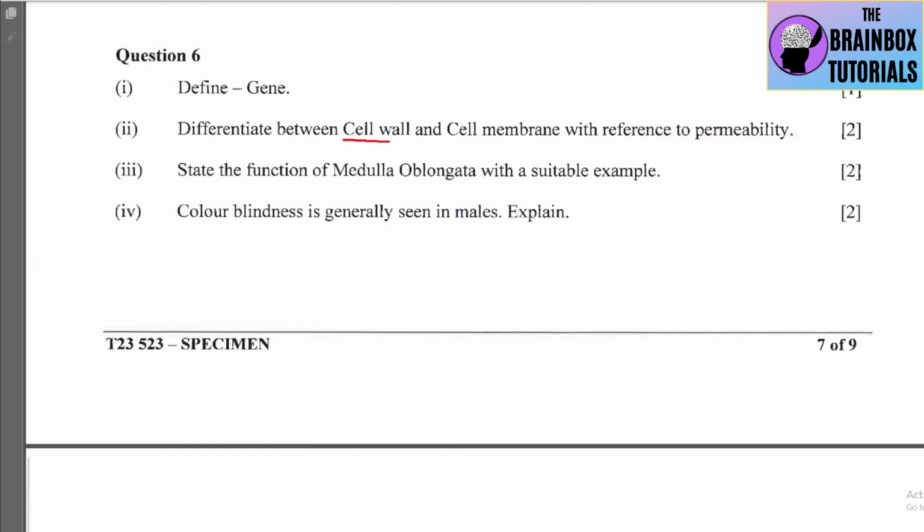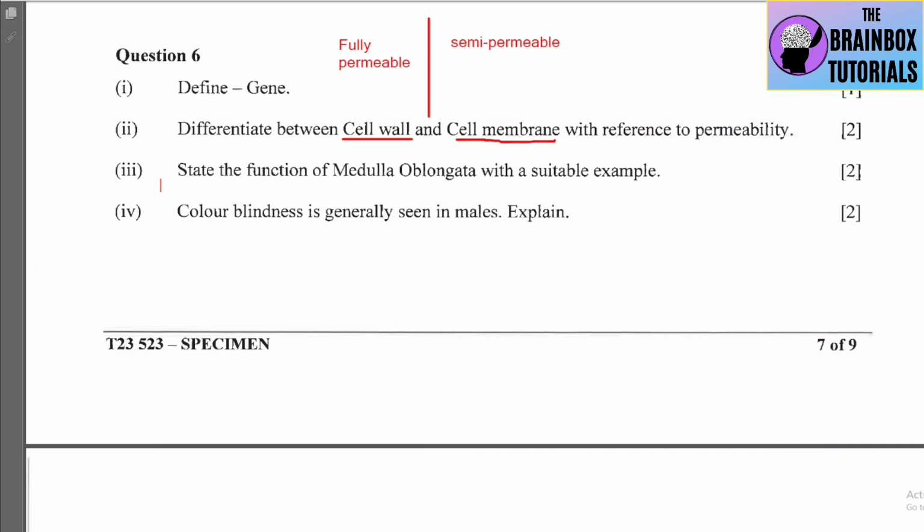6th part 2 is differentiate between cell wall and cell membrane with reference to permeability. So with reference to permeability, we can differentiate them. Cell wall, we know, is fully permeable, and cell membrane is semi-permeable. So this is a very simple difference between the two, and it carries 2 marks.